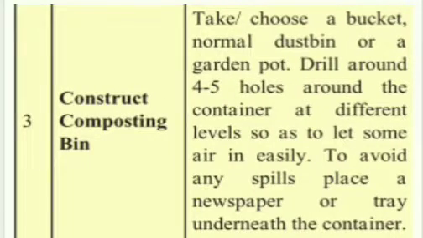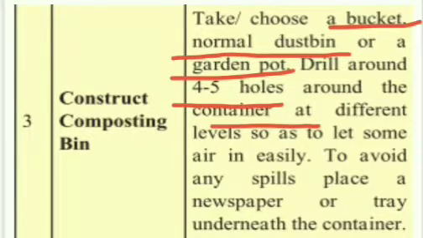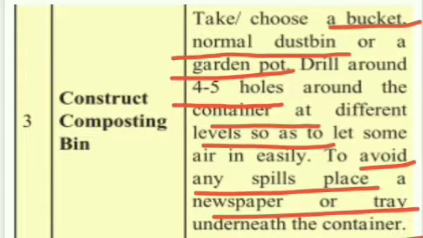Then the third important step is to construct a composting bin. For the composting bin, you can choose a bucket, a normal dustbin or a garden pot. You have to drill 4 to 5 holes around the container at different levels so as to let some air in easily. For aeration, you have to drill some 4 or 5 holes at different levels. To avoid any spills, place a newspaper or tray underneath the container. So you have to put either newspaper or a tray beneath the composting bin.